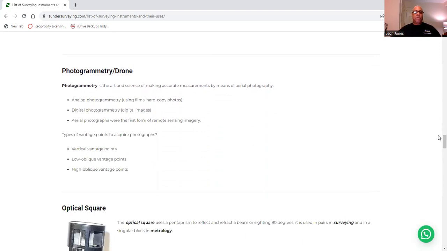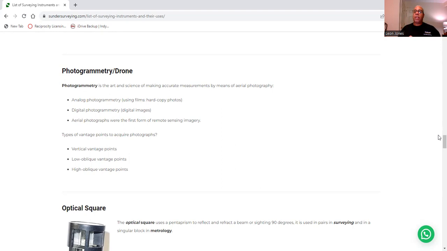One of my favorites, photogrammetry and the drone. When we deal with photogrammetry, it's basically aerial photography. It is the art and science of making accurate measurements by means of aerial photography. Under aerial photography, you're going to have analog photogrammetry, and that's basically when you use hard copy photos and films. Digital images, we call digital photogrammetry. And we have something in the form of remote sensing imagery.